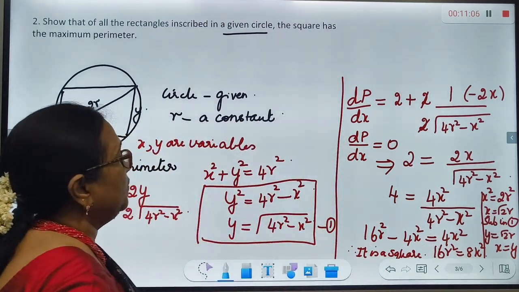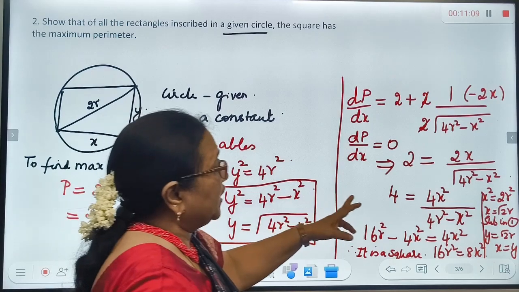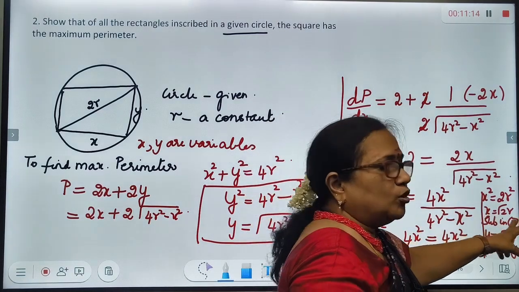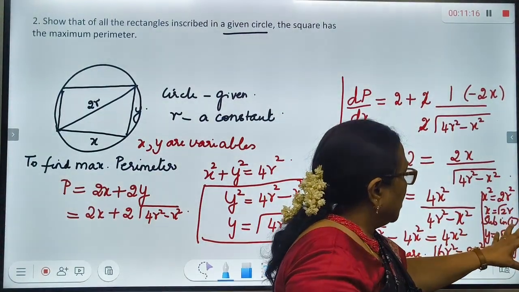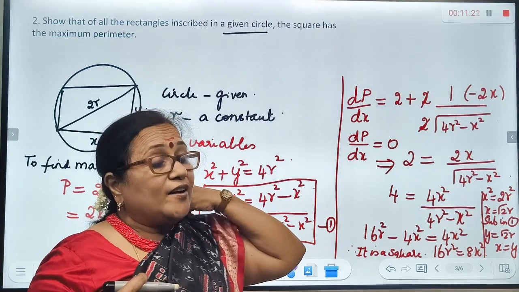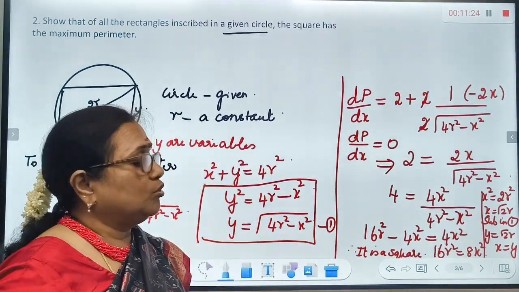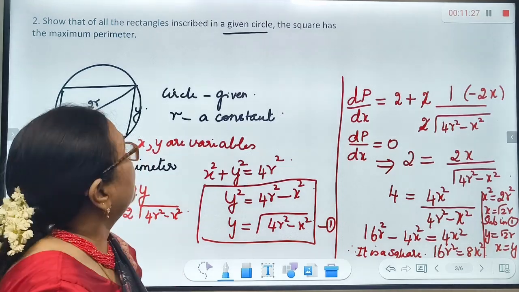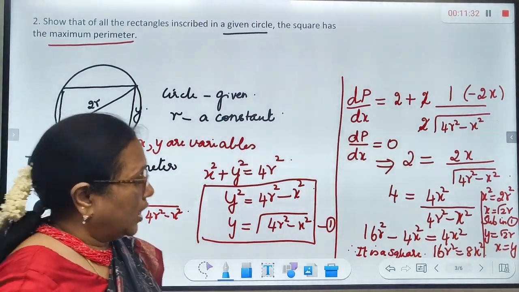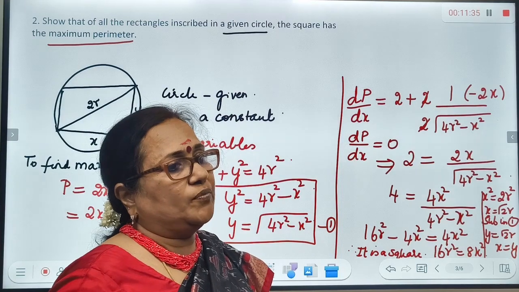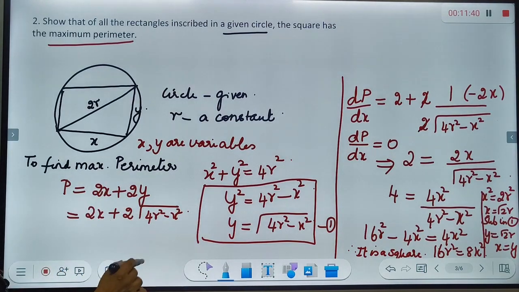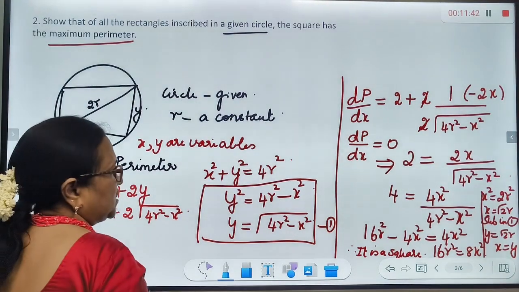So I have assumed that dP by dx is 0, so I found a critical point. Critical point is at x equal to root 2 r. So if x is root 2 r, then y is also root 2 r. So that we have seen. But we also have to check whether at x equal to root 2 r, since it says maximum perimeter, we have a point of local maximum. That means we have to check the second derivative. Till this, I hope you have understood. We will now do the checking with the second derivative.